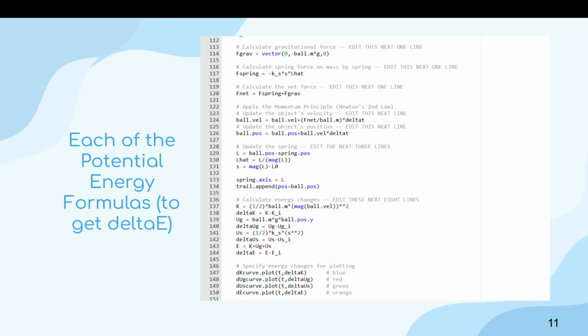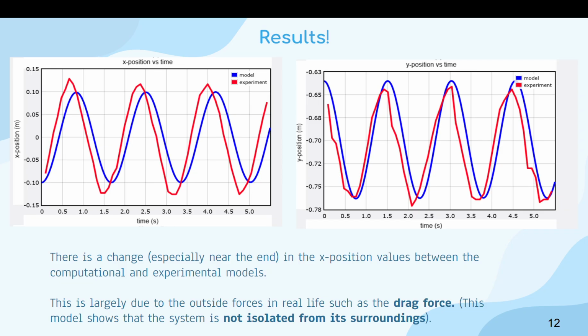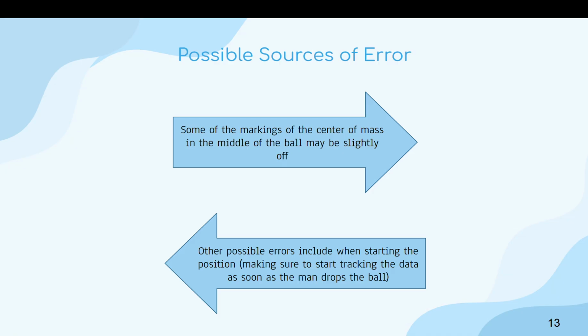And then more about the GlowScript code. Each of the potential energy formulas to the right are going to be added to get delta E, which we will see at the end. So overall, some big results from this lab are that there is a change, especially near the end, in the X position values between the computational and experimental models, and this is really because of the drag force. What this model is showing is that the system is not isolated from its surroundings.